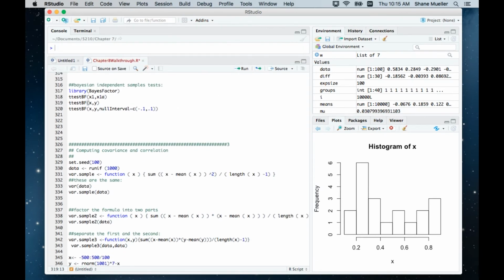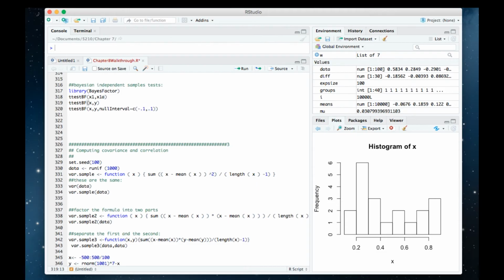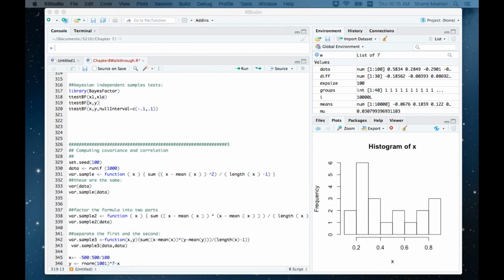All right, the next topic. So that's 3 examples of how to do independent samples t-test. Previously, that was 3 examples of paired t-tests for both t-tests, rank order, non-parametric tests, and Bayesian tests.